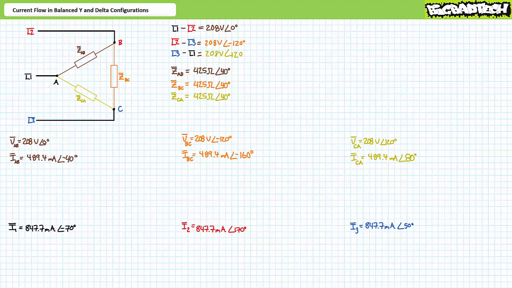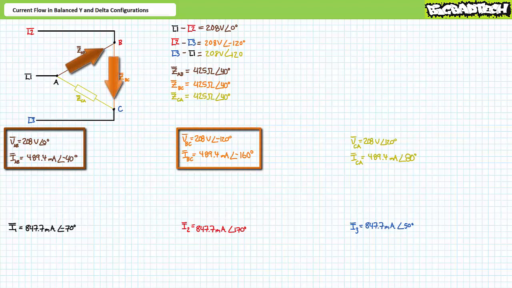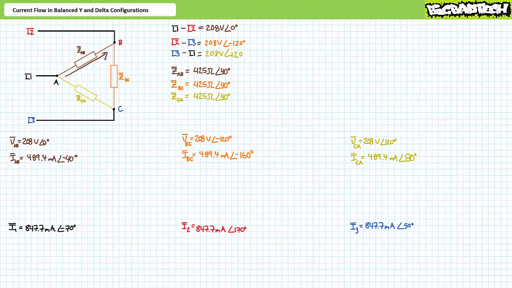In the course of our analysis, we learned impedance element ZAB drew 489.4 milliamperes at an angle of negative 40 degrees. Impedance element Z2 drew 489.4 milliamperes at an angle of negative 160 degrees. And impedance element Z3 drew 489.4 milliamperes at an angle of 80 degrees. IAB is defined as traveling from A to B. IBC travels B to C, and ICA travels C to A. You will note current through each balanced impedance is equal in magnitude and phase shifted from each other by a relative 120 degrees, as we'd expect for a balanced delta configuration.